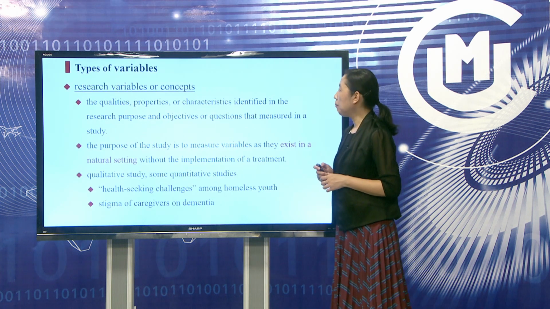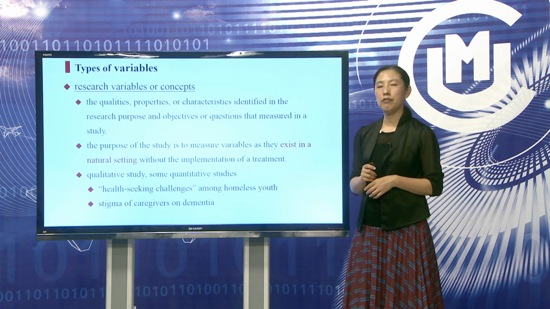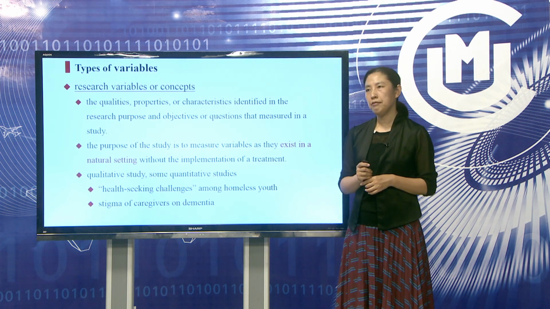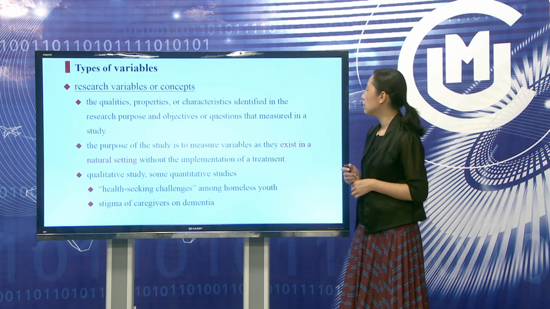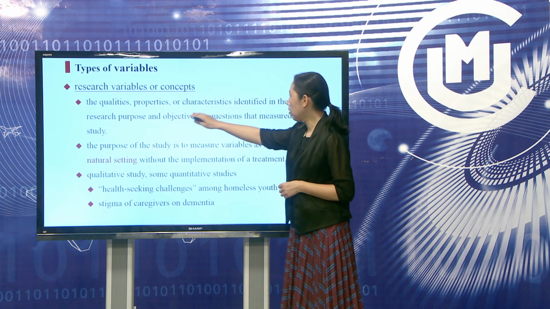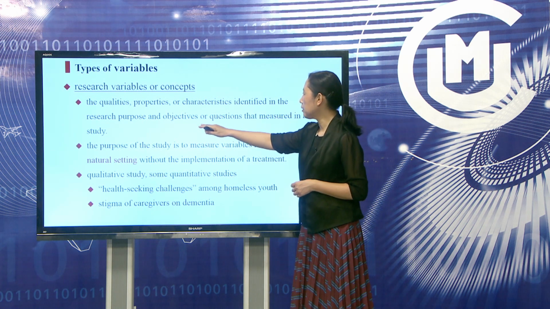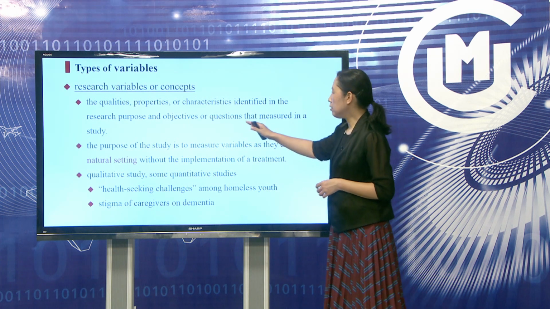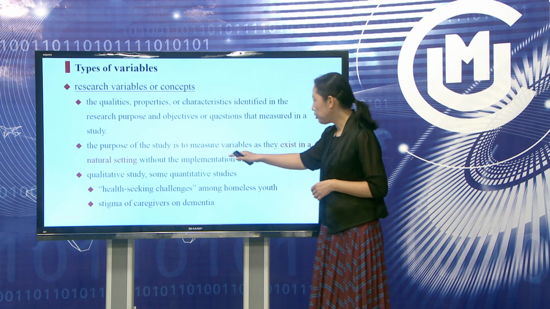Then we talk about some research variables or concepts. Besides the independent and dependent variables, in some other types of research design, we do not call them independent or dependent variables. We call them research variables. They are the qualities, properties, or characteristics identified in the research purpose, objectives, or questions that are measured in a study.